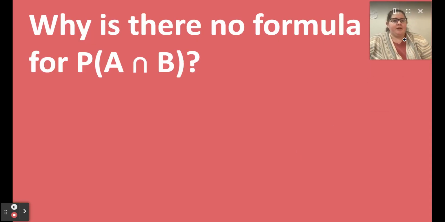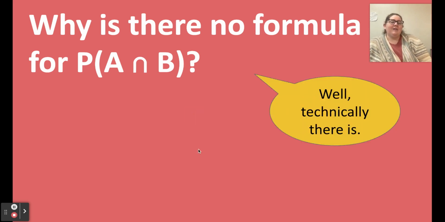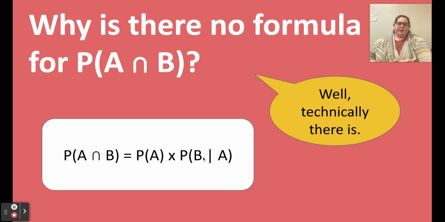So first I want to talk about this, and you may have been wondering this as well. Why does our formula chart not contain a formula for the probability of A and B? It gives us the probability of A or B, and it gives us the probability of A given B. It does not give us the probability of A and B. Well, technically there is a formula for it, but it's a little tricky and it's kind of a weird one. So technically our formula for probability of A and B is the probability of A times the probability of B given that A has just happened.